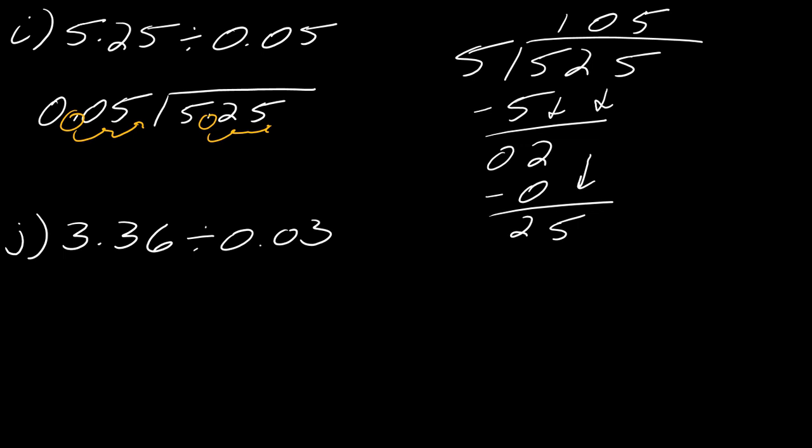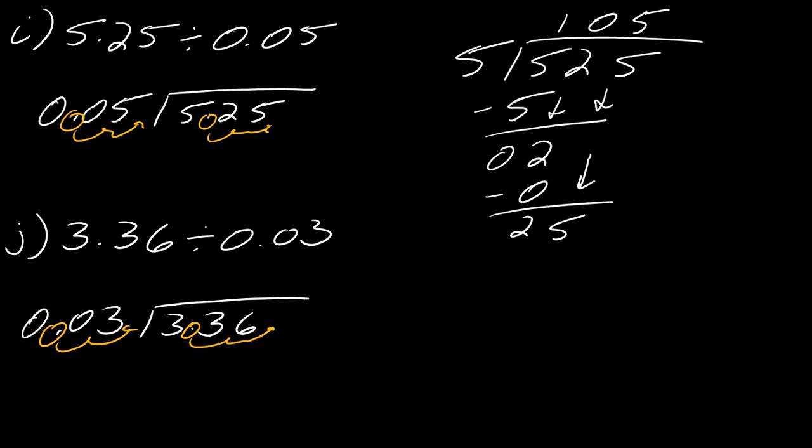Moving on, so now I've got 0.03 into 3.36. Gonna move those decimals 2 spots. So now I need to compute 3 into 336, which you can kind of just tell from looking at it. So this is going to be 112. I'm going to just omit the division because you can see 3 goes into 3 once, 3 goes into 3 once, and 3 goes into 6 twice. So 112 times.